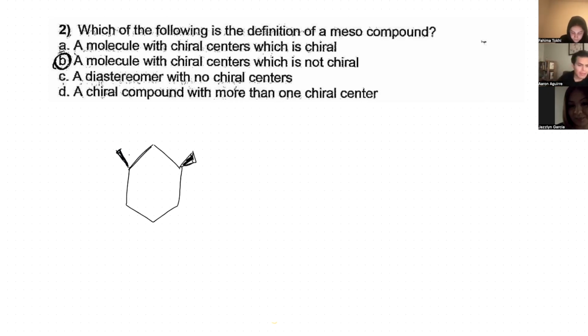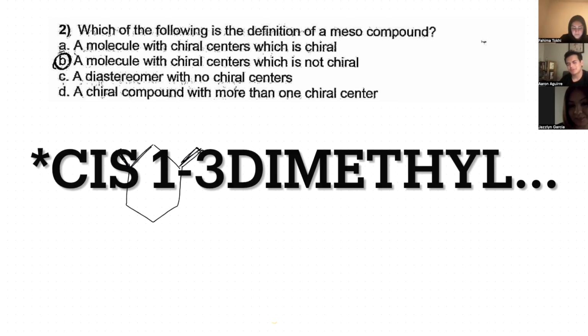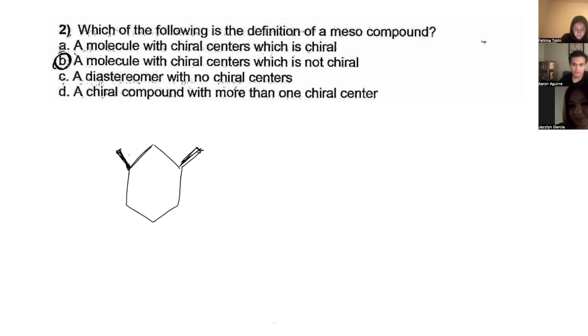A says a molecule with chiral centers which is chiral. Well, if a molecule is chiral, then it's not meso. This is a definition thing. The other option says a molecule with chiral centers which is not chiral, and that's true. This trans-1,3-dimethylcyclohexane, which is what I drew right here, is meso because of this internal plane of symmetry. It does have chiral centers, but the whole molecule itself is achiral.